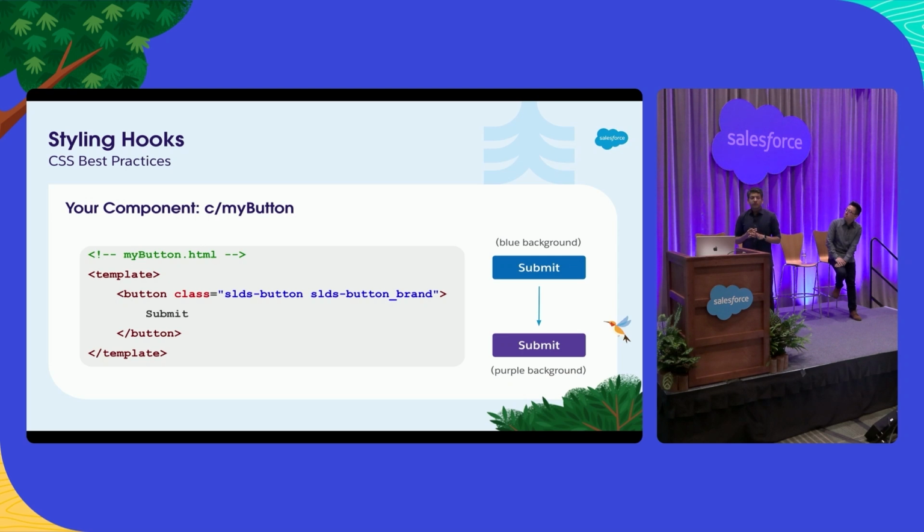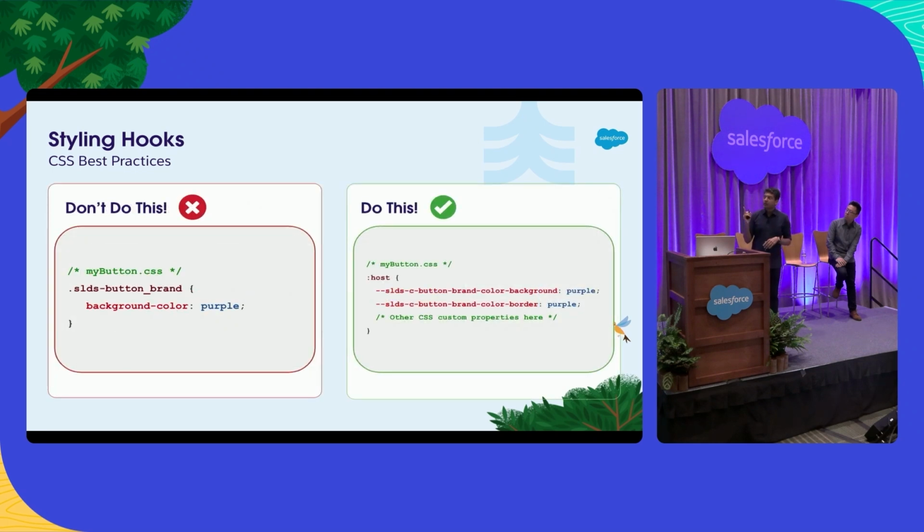Let's say that we're building a custom button again, and we're utilizing the Lightning Design System's blueprint for button. This is what it'll look like. So you have your button element, which sets two classes on it, SLDS button and SLDS button brand. Now this gives it that Salesforce look and feel. It gives you that blue background button. But blue's not really your color. So let's say you want to make it purple. How do you do that?